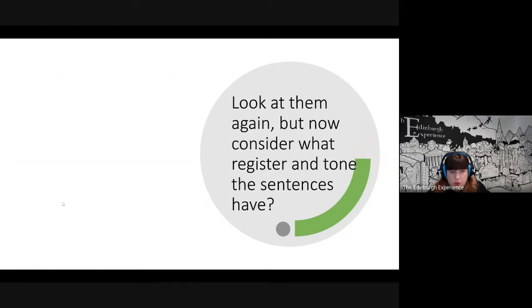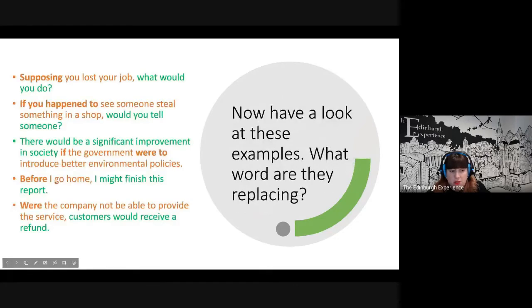Okay. Oops, sorry. I've just realized here, I think I've put a mistake in that one. We'll see in a second. Hang on. All right. So think about what word is being replaced here. And hopefully what you'll notice is that in all of these, this word or these structures are replacing or adding to the word if.